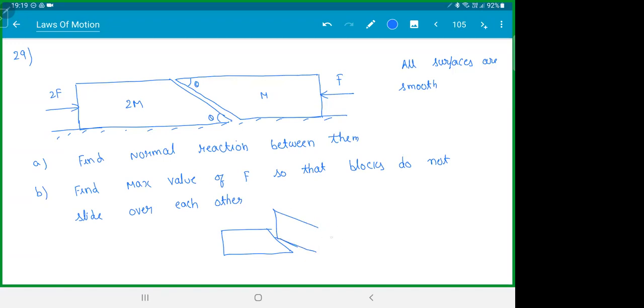Like this, no? You're getting it? There is a possibility this M will start climbing this 2M. I don't want this to happen. So what is the maximum force you can apply? If you apply too much, they will just move across, you know, they'll slide over that incline. Get this thing. This is a better version, better than the previous one.